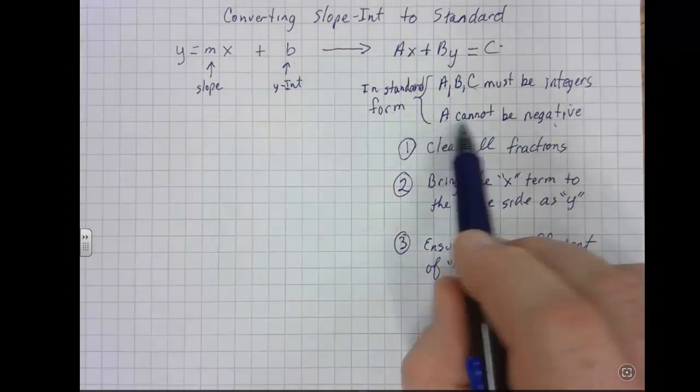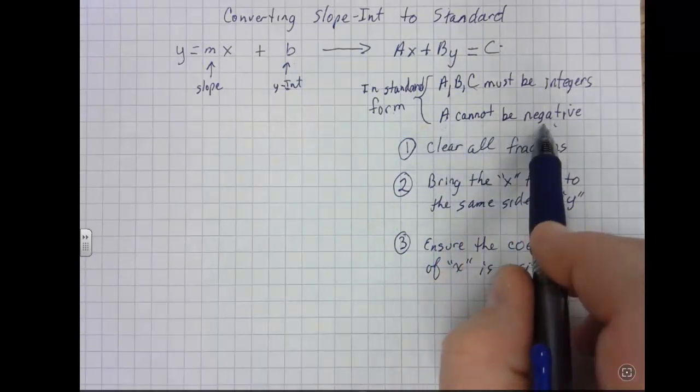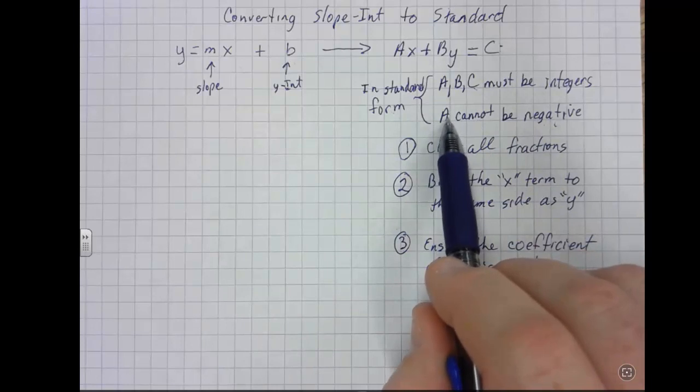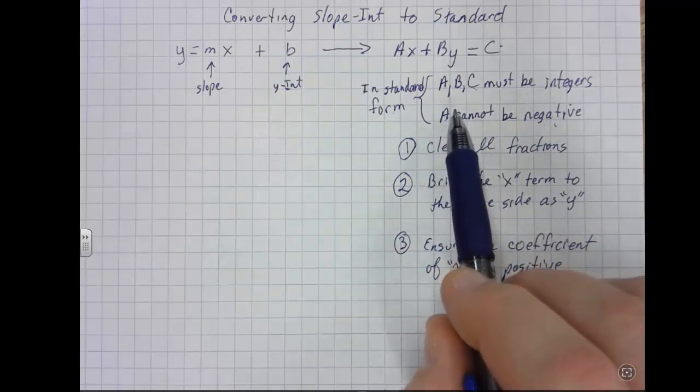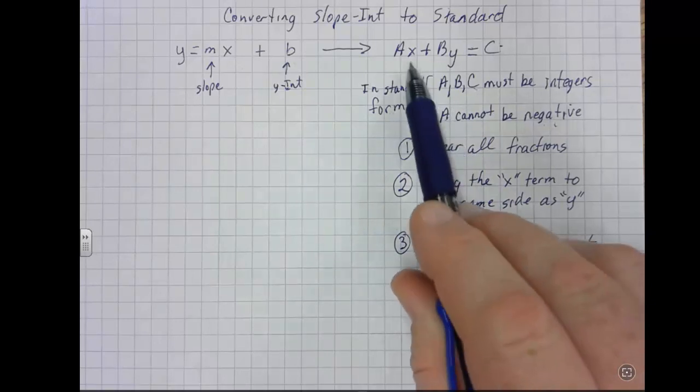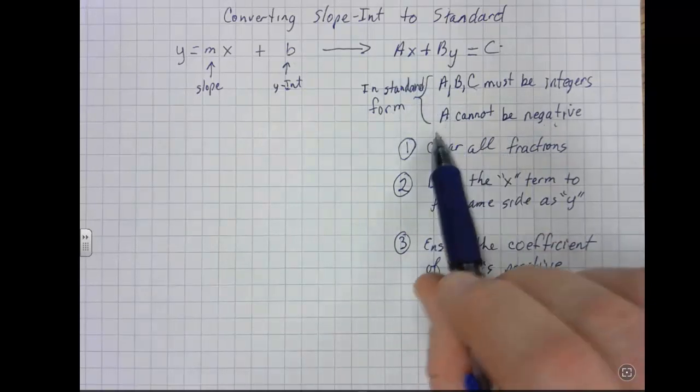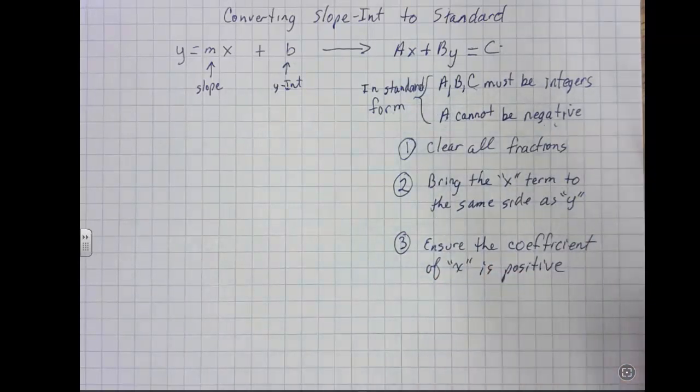And the second rule is that a cannot be negative, and some people have a problem with whether a is positive or negative. It doesn't really matter. However, in quadratics, I tend to make my a value, which is my leading coefficient, positive anyway, so I stick with this convention of a not being negative.